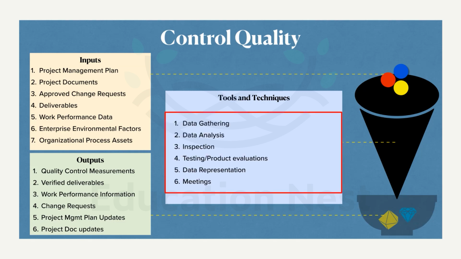Data gathering tools as tools, we have learned these. Data analysis techniques, we have learned enough of them, I think. Inspection: here different inspection methods suitable for the product design are used. I think we have also talked about this. Same for testing. We have learned data representation, and finally the meetings. With that said, I think you already know that control quality is much easier than the other two. Managing quality was a bit difficult. So with that, we end this knowledge area of project quality management.